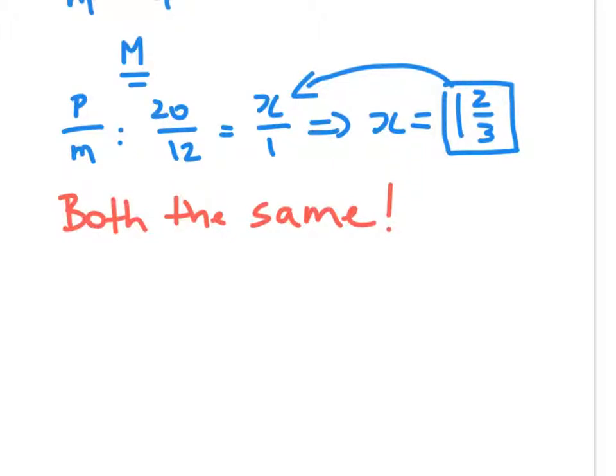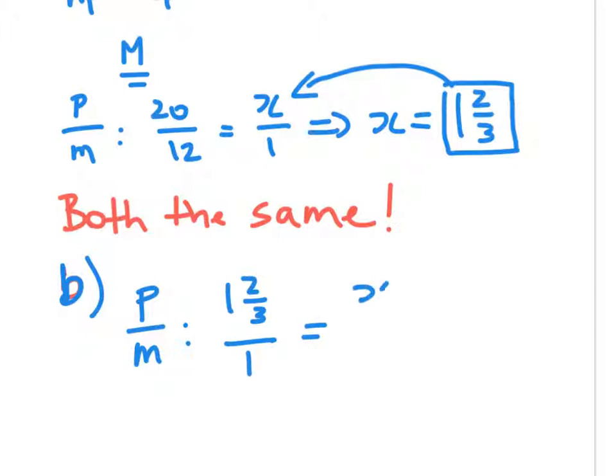We're going to do, this is part B. I'll do that in blue, sorry. So we're going to do pages over minutes. And we know that for both of them, they read 1 2/3 pages in 1 minute. So that means how many pages in 30 minutes? And you can use your calculator to help you solve that.